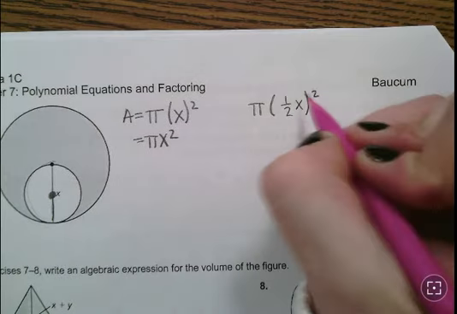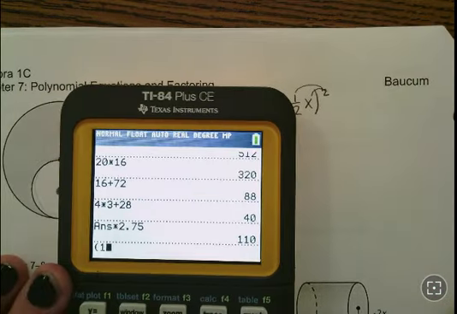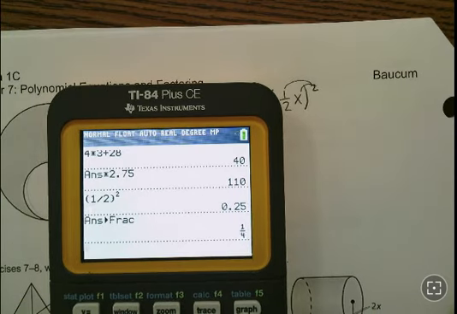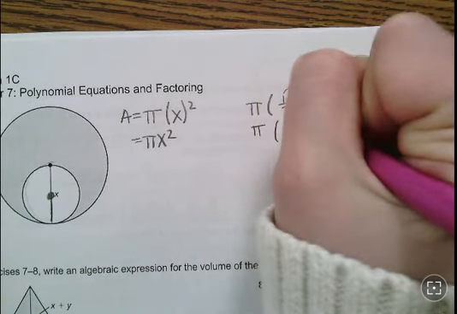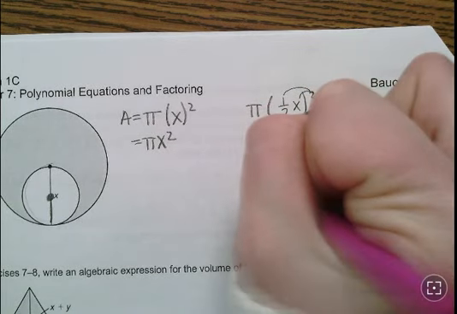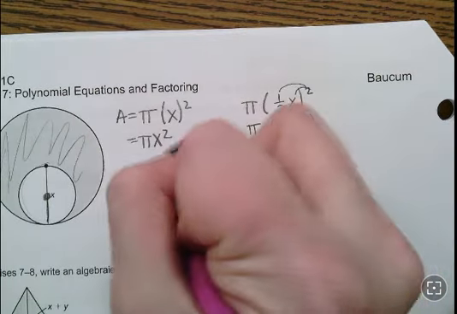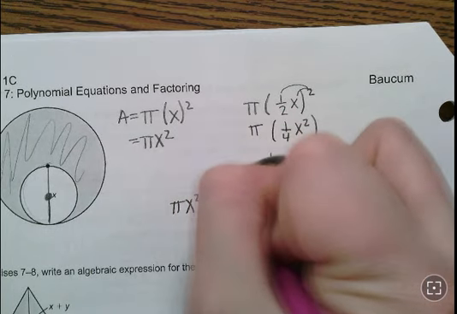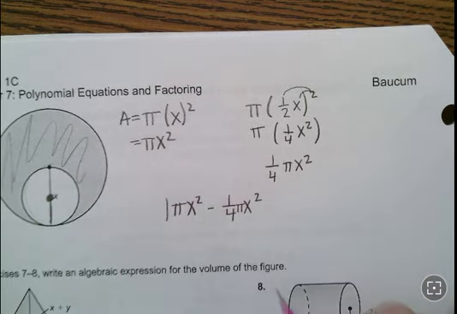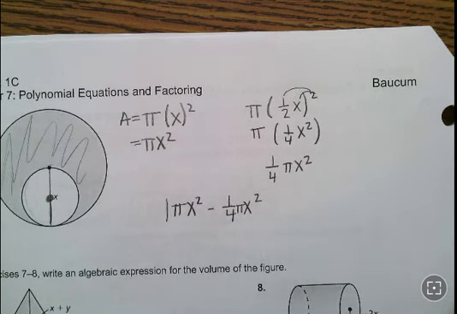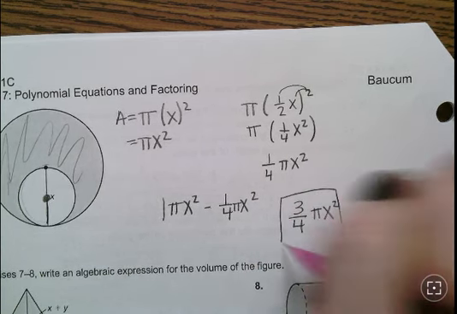Hopefully you remember from exponent rules that when you have a squared like that, that squared power applies to both. So if we take 1 divided by 2 and square it, we get 1/4. Be careful with that arithmetic. You've got pi times 1/4, and then that 2 comes to that x as well. So if we put this in the correct order, you would have 1/4 pi x squared. To find the area of the shaded region, you take the area of the full circle and subtract out the area of the little circle. As luck would have it, those are like terms: 1 pi x squared minus 1/4 pi x squared, and 1 minus 1/4 is 3/4 pi x squared. And that's where you would stop.